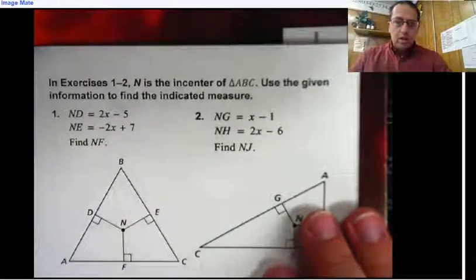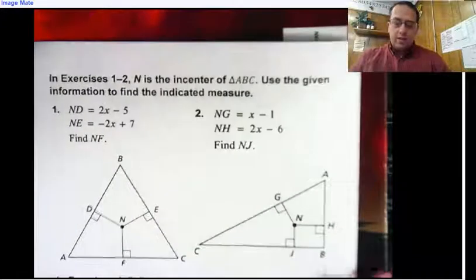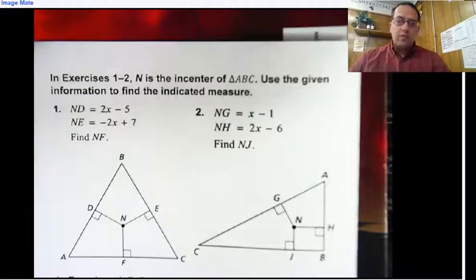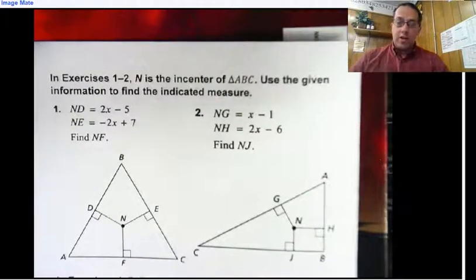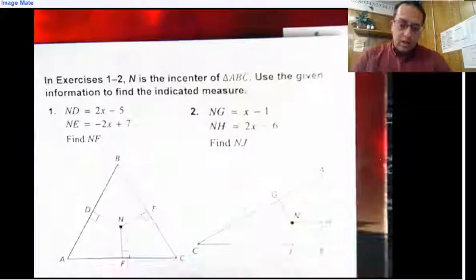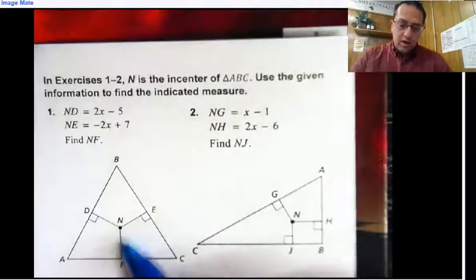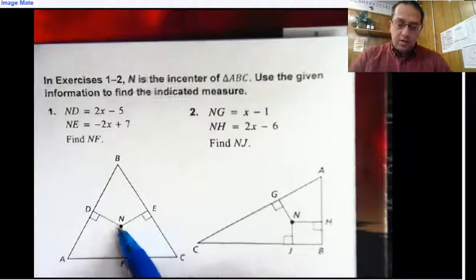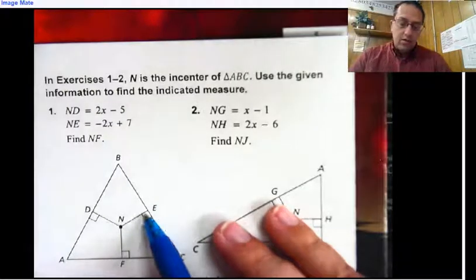All right. In exercises 1 and 2, it tells us that N is the incenter of triangle ABC. We want to use the given information to find the indicated measure. Okay, so it is the incenter, which we just said means that it is on the angle bisectors, and it is also the same distance from all three sides. Okay, so let's take a look at this. We have ND, we have NE, and we want to find NF right here. That's what we're looking for. Okay, so we know this is 2x minus 5. We know NE is negative 2x plus 7.